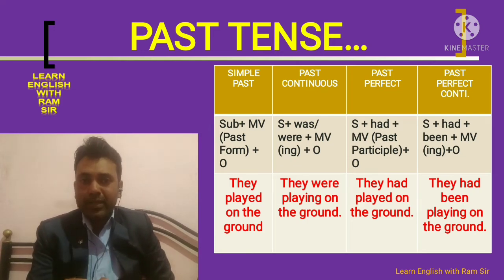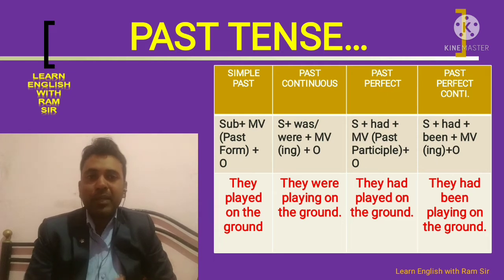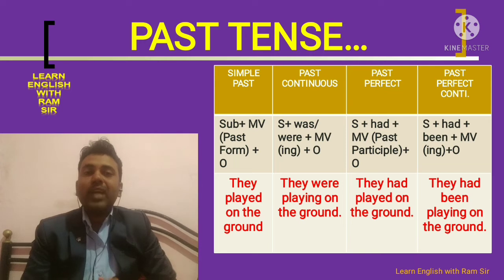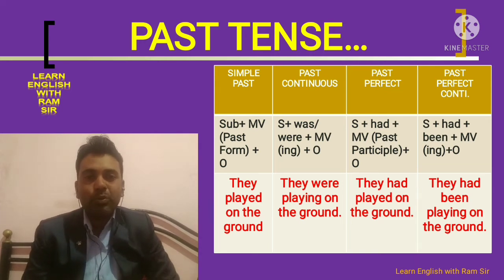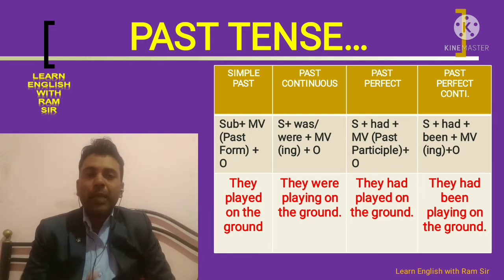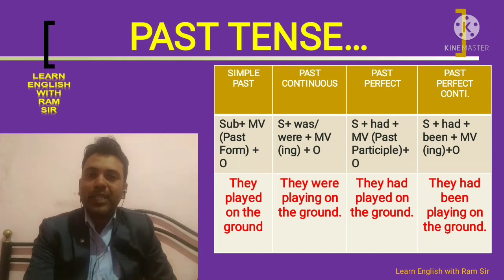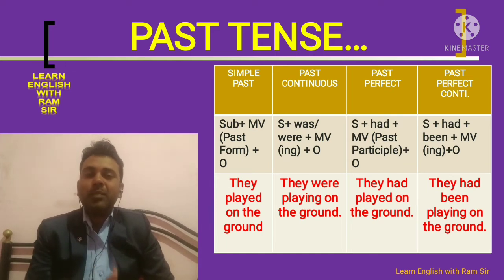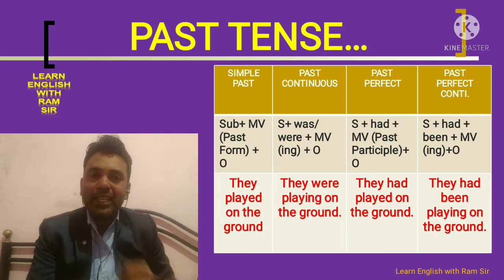Why were? Why did were come after they? Because this particular subject, they, is in plural form, and that's why you have to use were. So they were playing on the ground. Play takes ing because we need to use verb plus ing and plus the remaining part of the statement, which is our object. So we have put the object here. So definitely the answer is: they were playing on the ground.